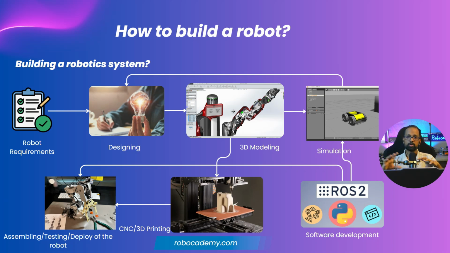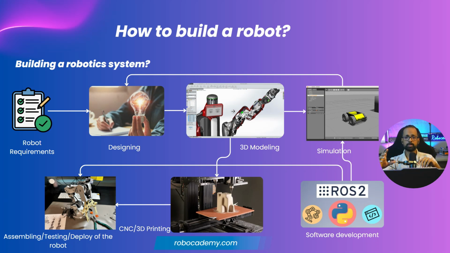So after doing the simulation, we will get an idea of what are the things that we have to change, whether the motor parameters or the inertial parameters. I mean, there are multiple parameters that we will be seeing in detail in the upcoming videos. So in the simulation, we will get an idea, and then sometimes we have to go back to the designing because we have to change the design to make the simulation work. So simulation is mainly for iterating our design.